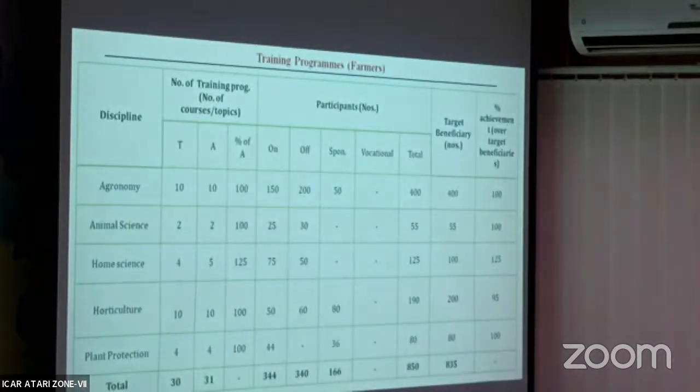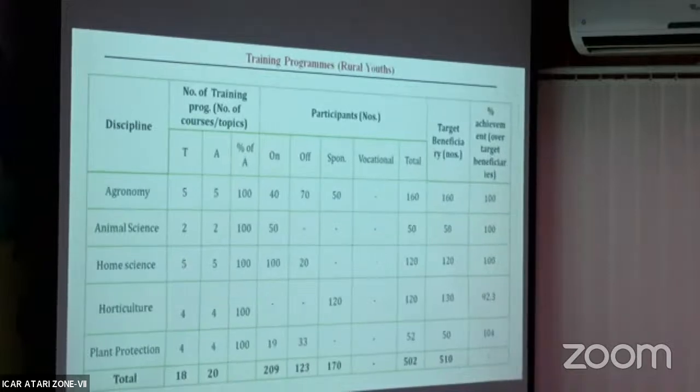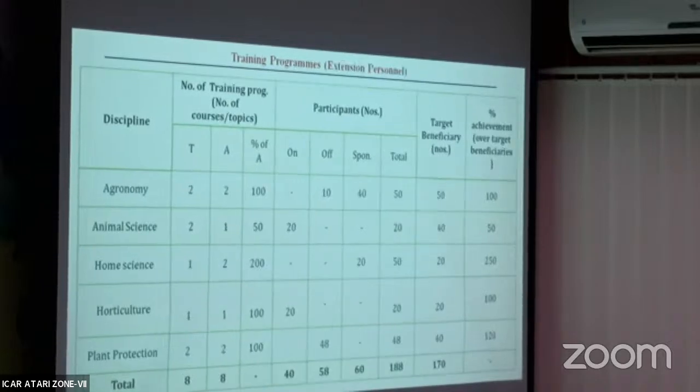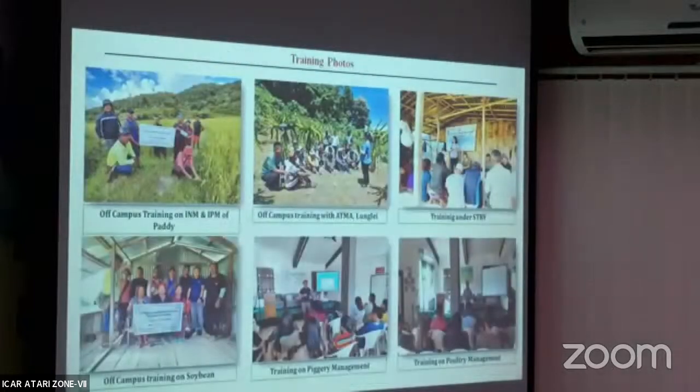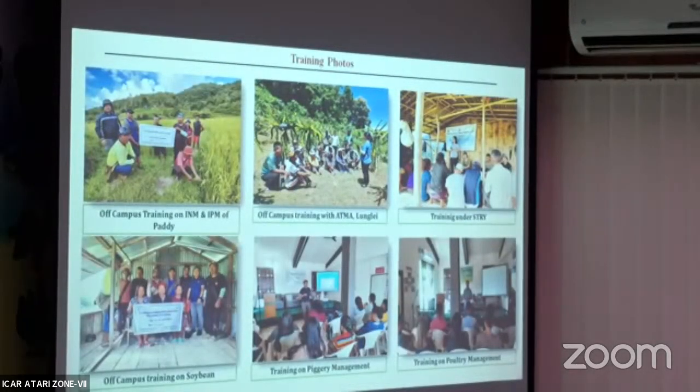And then we conducted 30 trainings, and we could cover a total of 850 farmers here. And under rural youth, we could cover a total of 502 farmers. And under extension personnel, from different allied departments, we could cover about 188 extension personnel also. And there were about 9 sponsored training programs which we could conduct during the reporting year. And these are some of our training photos which were highlighted.